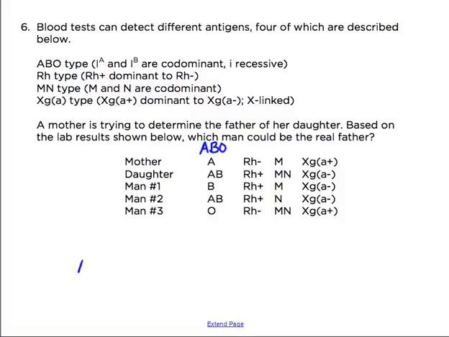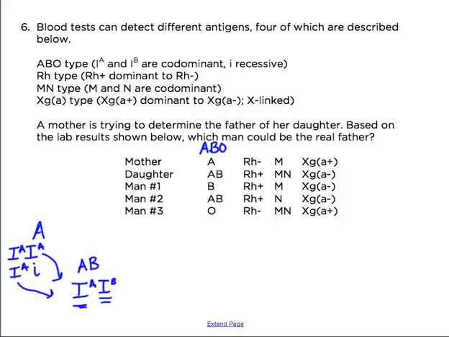The daughter is AB, which means she has to be big IA, big IB. Her mother is blood type A, which means she could be big IA, big IA, or big IA, little i. So this daughter could definitely get this big IA allele from her mother, either way. And that means that she has to get this big IB allele from her father.